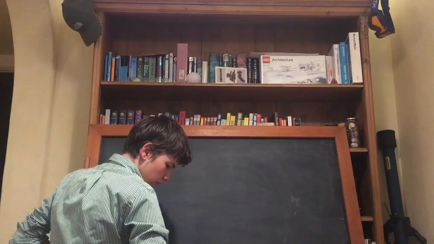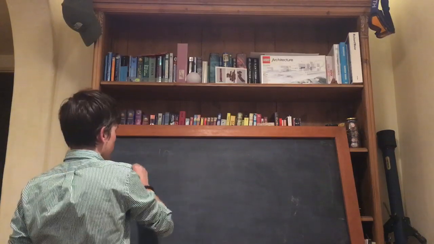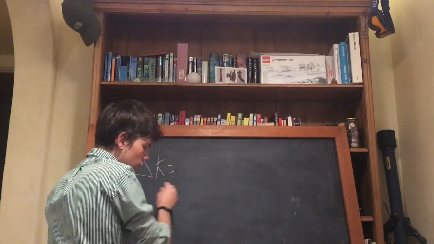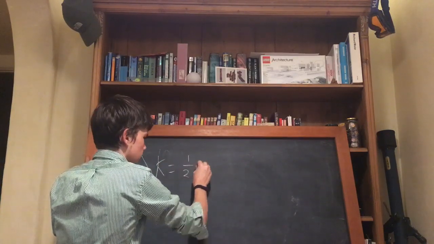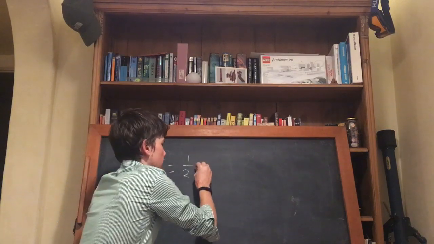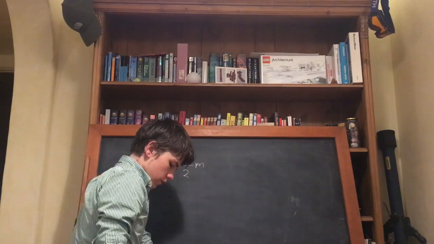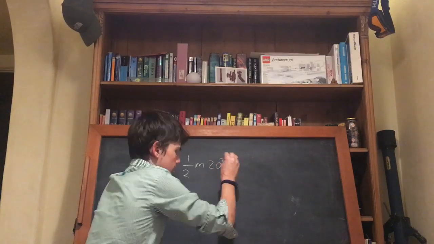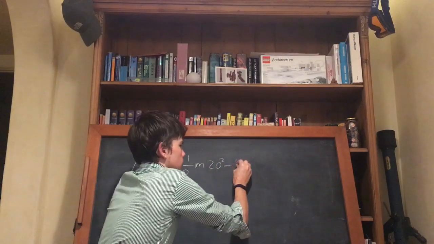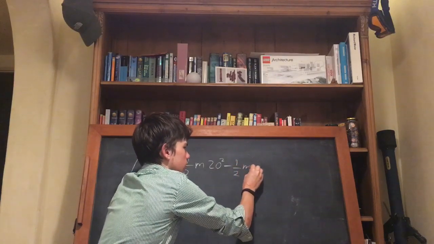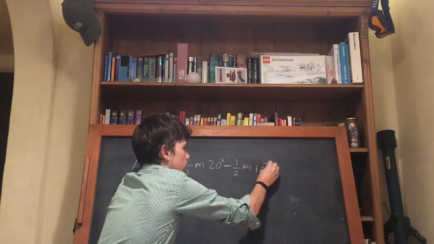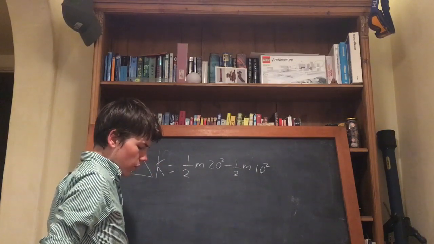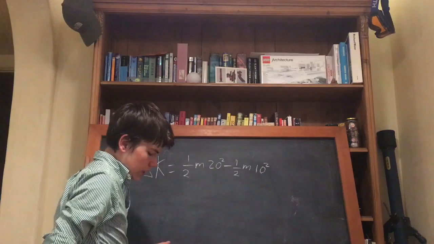So for this, we're actually going to use the energy equation here. So we're going to see the total change, which would be equal to 1/2 the mass. Here we're going to have 20 squared, and then all that minus 1/2 the mass times 10 squared. So this would be the difference. This would be the work required to go from 10 to 20.